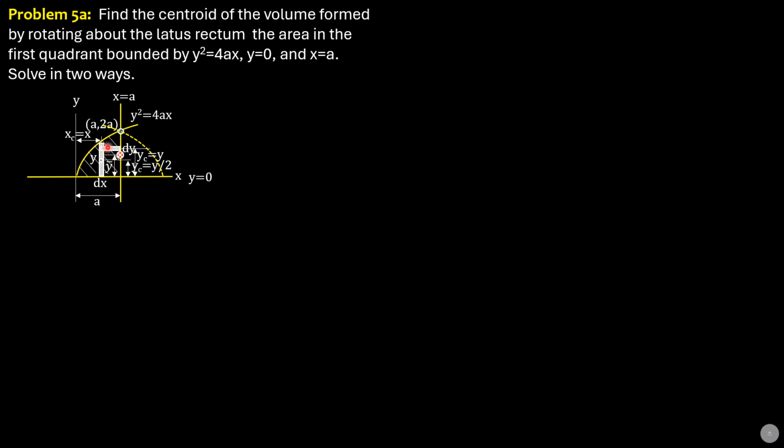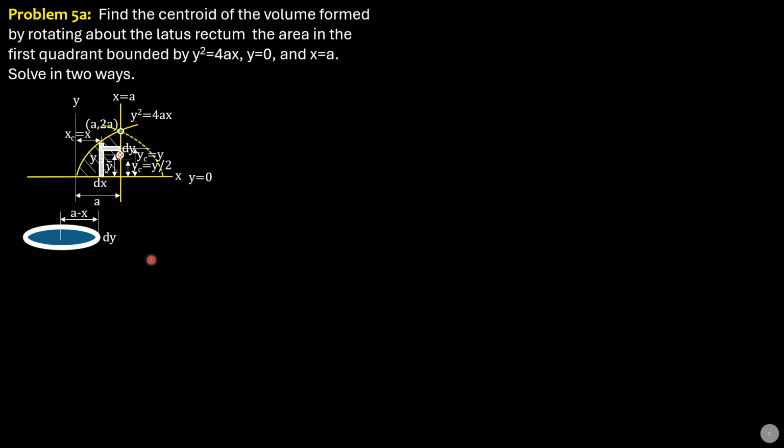And considering this time a horizontal strip, let's just solve this in one way. I leave to you the other way using the vertical strip as your exercise. So considering horizontal strip, the radius would be a minus x. So this is the element, a minus x radius, thickness dy. So variable of integration is y, limits would be 0 to 2a.